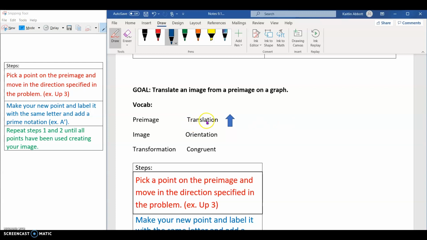Then you've got this fancy word, translation or translate. So translation just means, oh, I forgot I was in draw.